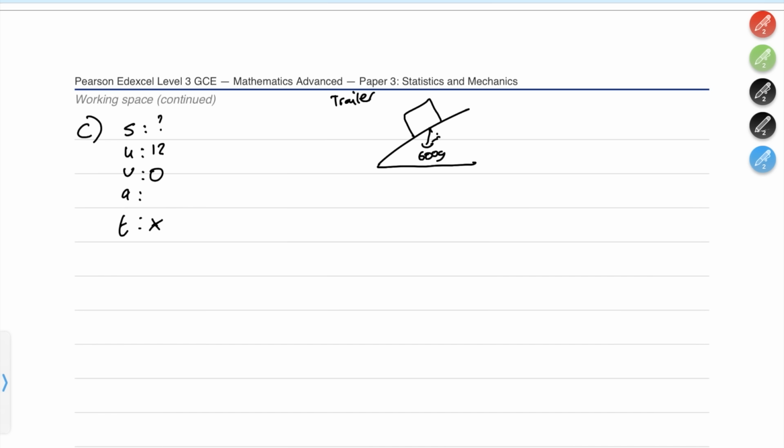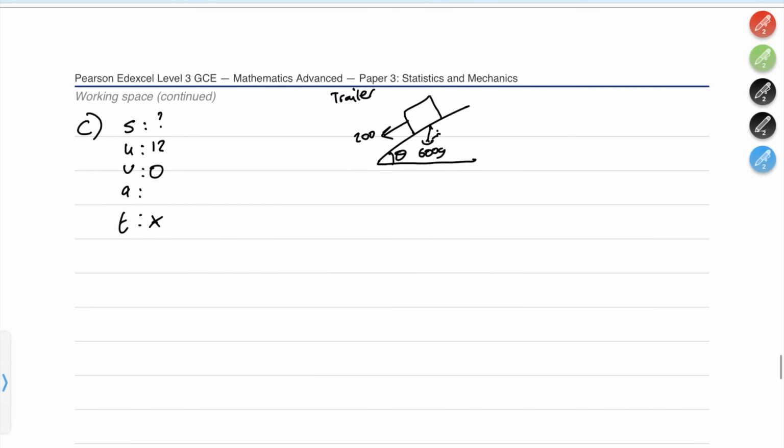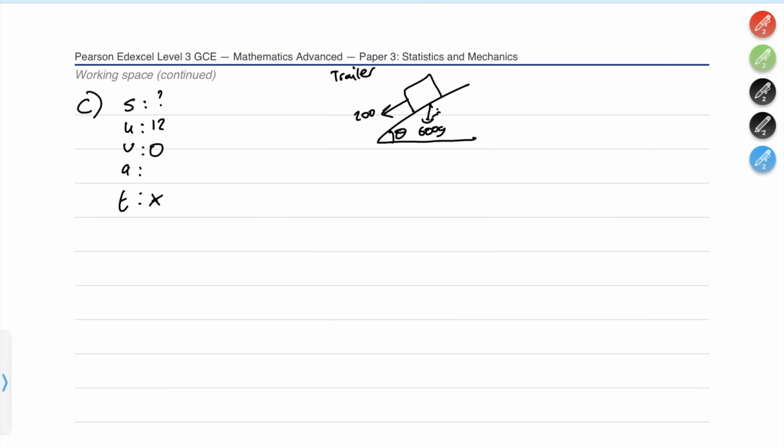600g. And now we only have the resistive force of 200 here, as well as the weight, and we've got an angle of theta. Let me just make sure it's 200 resistance. Yes. So now let's work out the acceleration. Using Newton's second law, 0 minus 200 plus 600g sine theta, so again finding the horizontal component of the weight, is equal to the mass times acceleration.